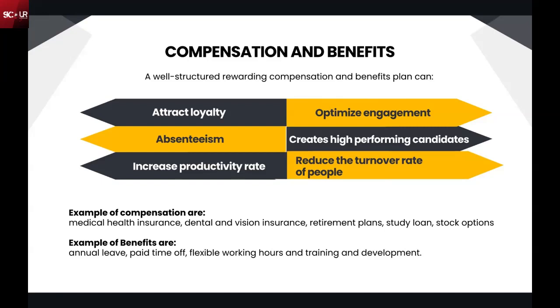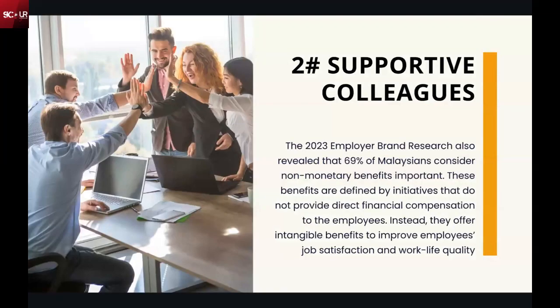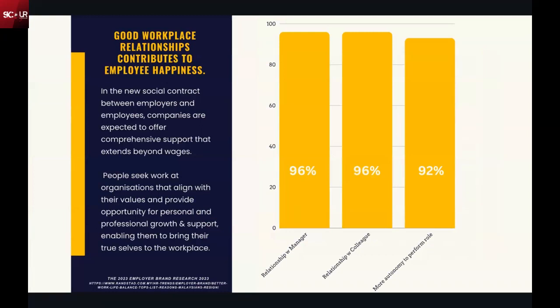Okay, and besides compensation and benefits, I believe non-monetary factors such as supportive colleagues and a good working environment play a significant role toward job satisfaction. Based on the research or survey run by Randstad, 69% of employees in Malaysia consider it very important. And as we can see here, 96% of the respondents agree that relationships with managers and relationships with colleagues could enhance job satisfaction. And 92% of respondents look for more autonomy or freedom to perform their role.